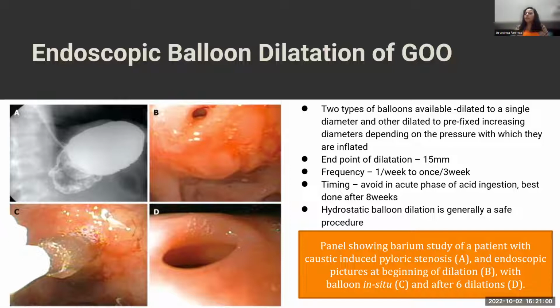There are two types of balloons, the one with fixed dilatation and the ones where you can increase the dilatation with the pressure with which you inflate it. End point in these cases is 15 millimeter and frequency will be from once per week to once in 3 weeks. You should avoid it in the acute phase of acid ingestion, and in those cases, it should ideally be done after 8 weeks. Hydrostatic balloon dilatation is generally the procedure that is used.